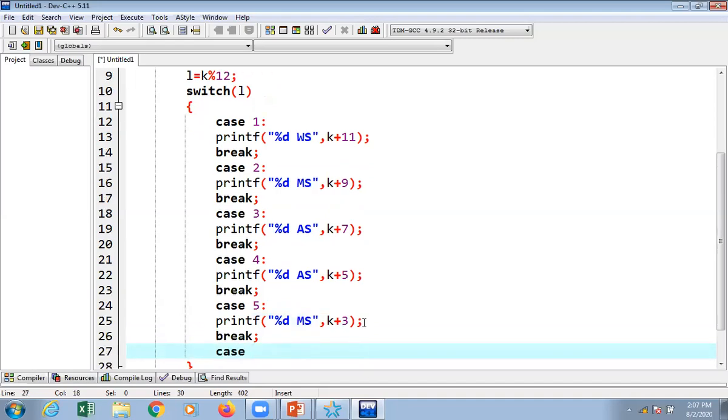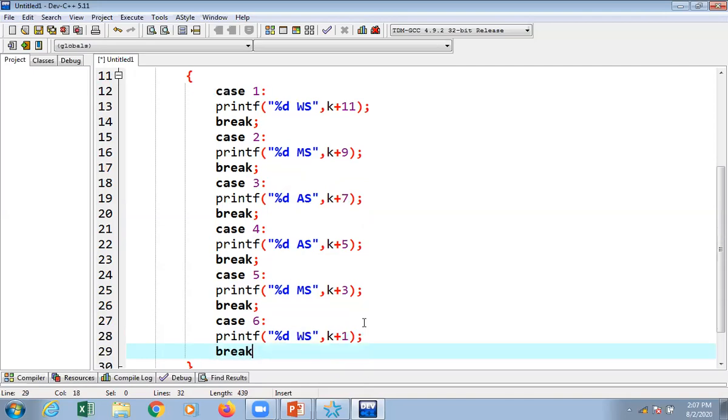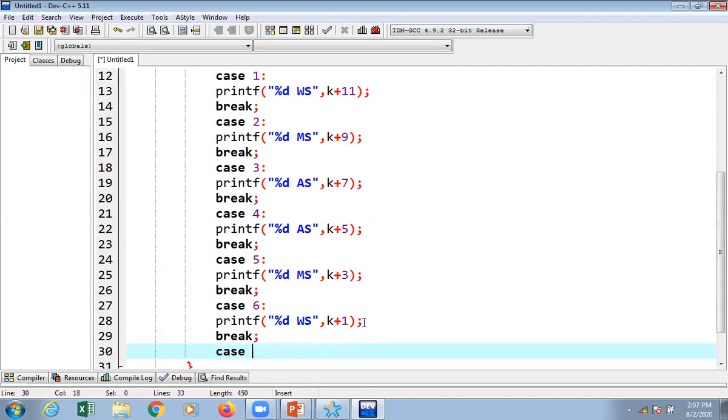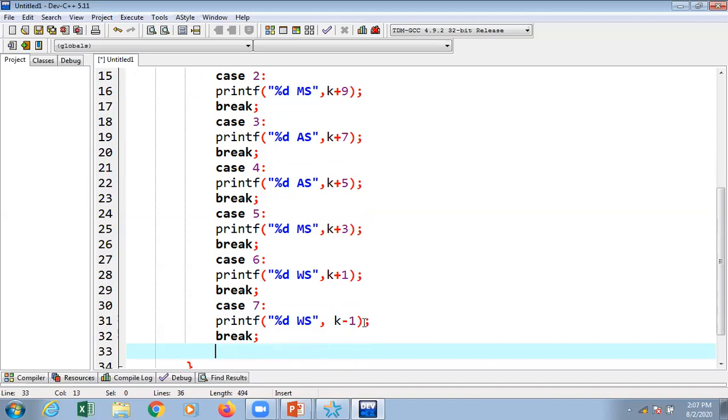Case 6, that will be the last case of this particular row, and it will be percentage d window seat, that will be k plus 1. So if the seat number is 6, then obviously opposite will be 7. And now we move to the opposite side, case 7, and the seat is window seat again, and the case will be k minus 1. So again a break.